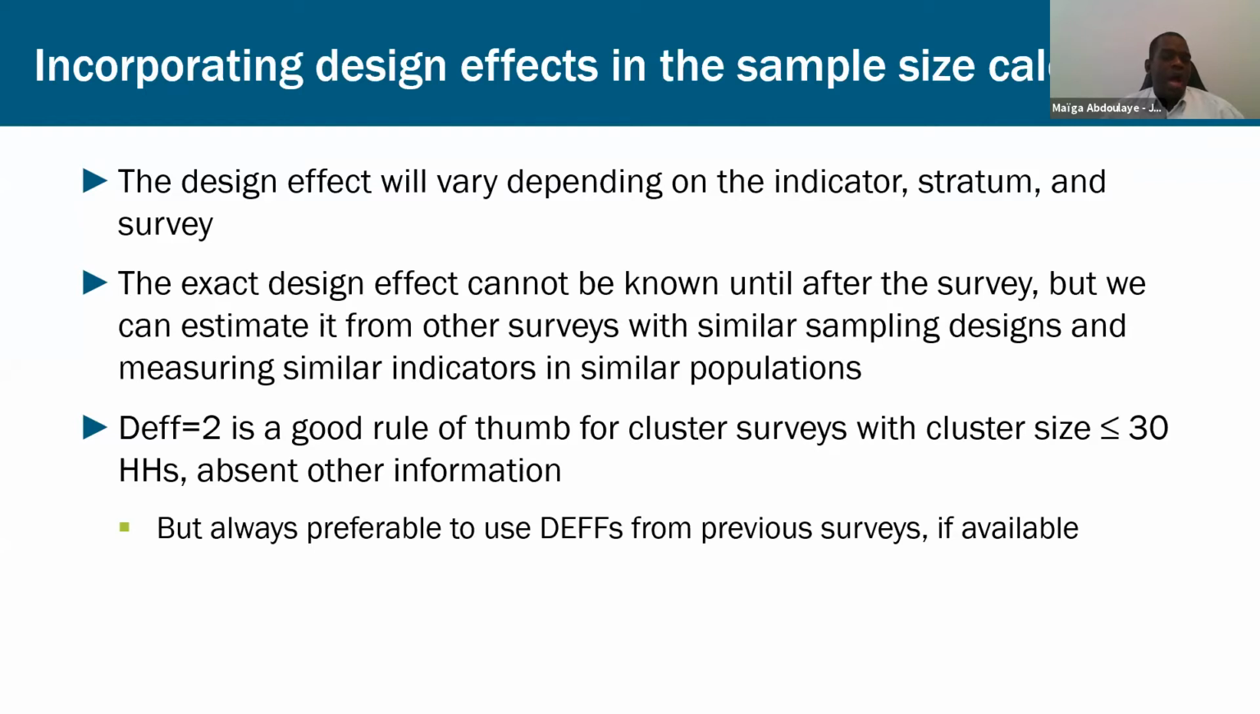But in the absence of other information to define our design effect, a design effect of 2 is a good rule of thumb for cluster sampling. But this is something we should try to use as a final option, because it's always preferable to use the design effect from a previous study meeting the requirements we talked about.